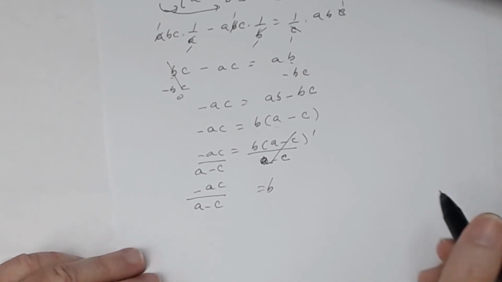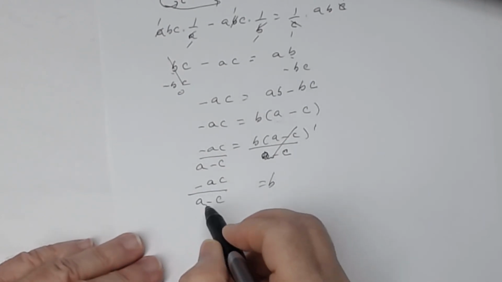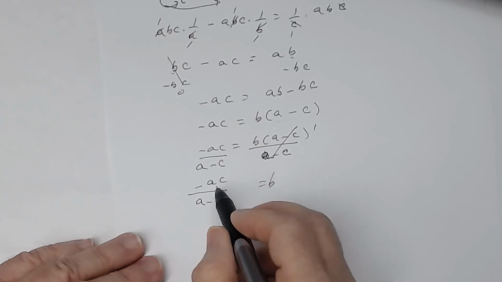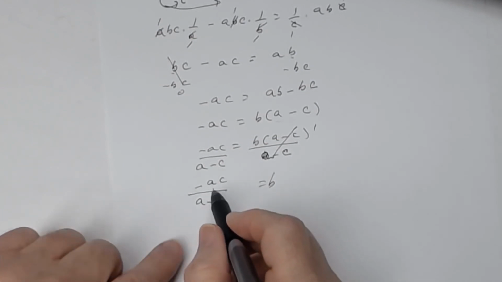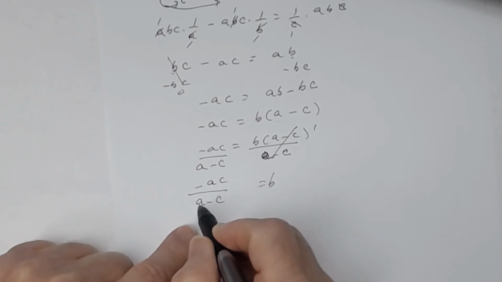There's your answer. Now be careful, just like our discussion earlier, you cannot divide out those a's, all right, because this is a monomial, whereas this is a binomial, okay? So this a is not a factor.